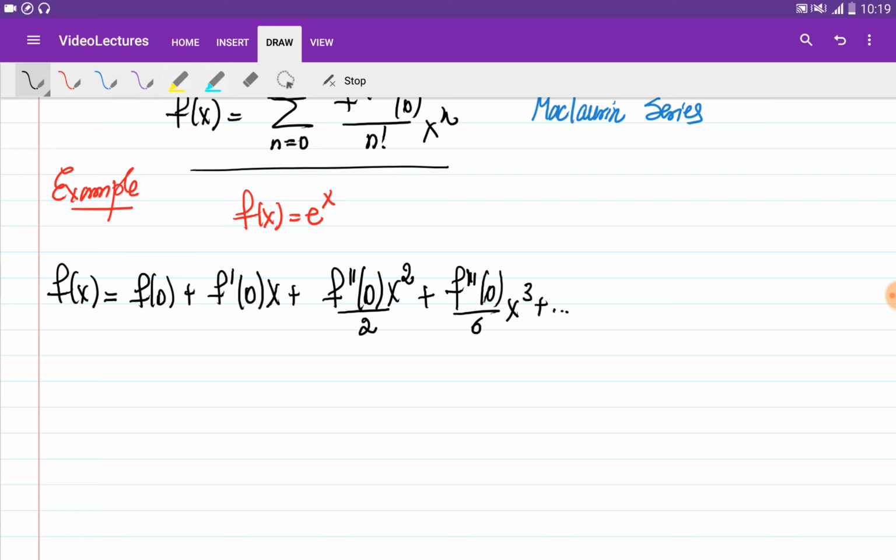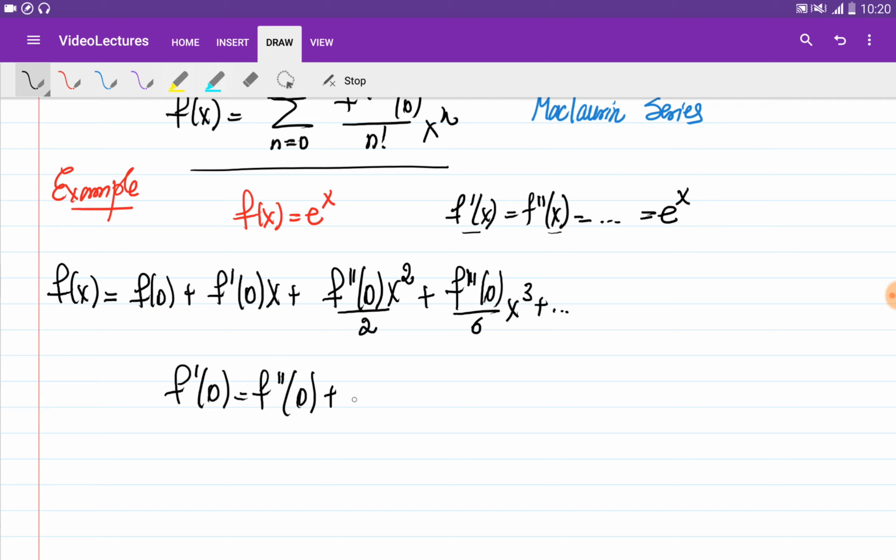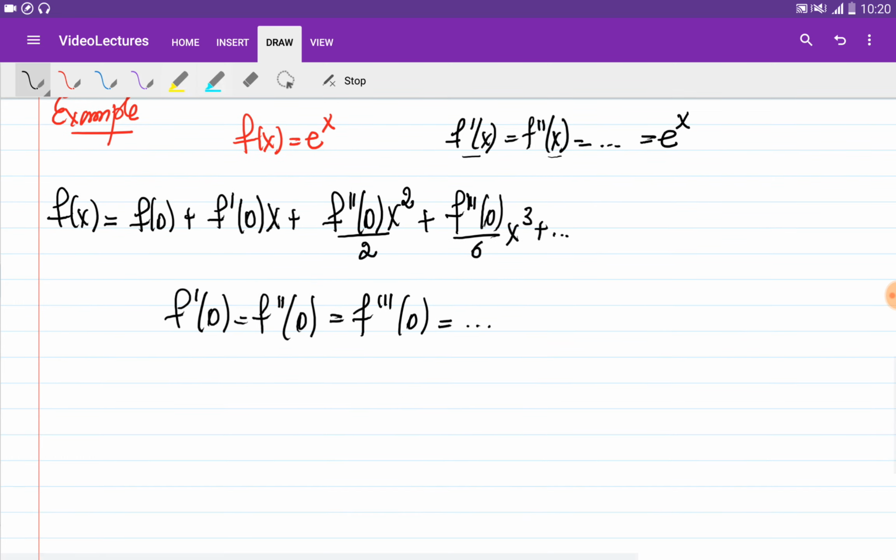We know that any derivative of this function, the first derivative, the second derivative, and so on, is simply equal to e to the power of x, right? That is why all of the values of the derivatives, f prime at 0, f double prime at the point 0, or f triple prime at the point 0, and so on, for all the values of the n-th derivative of the function, are going to be e to the power of 0, which is equal to 1, right?